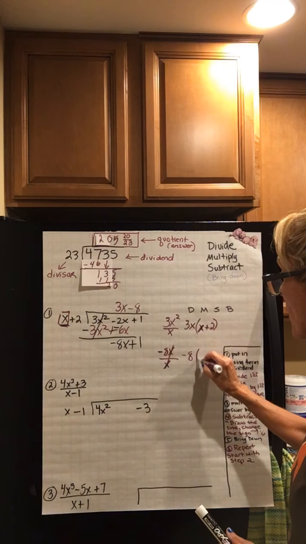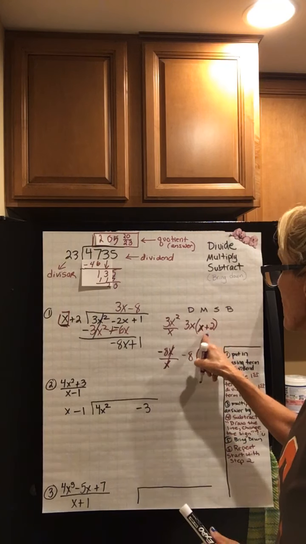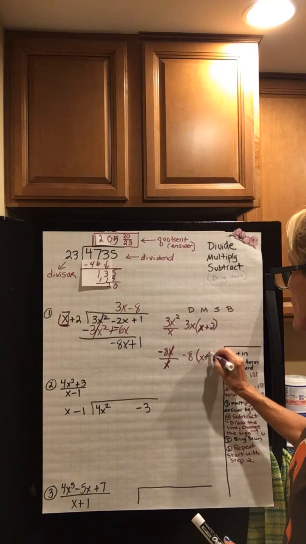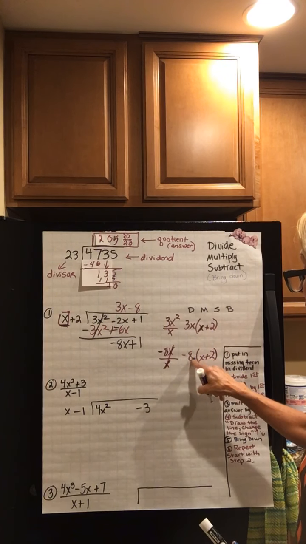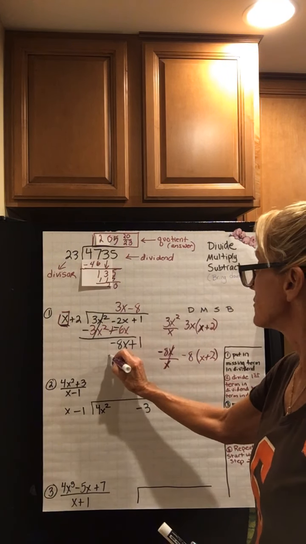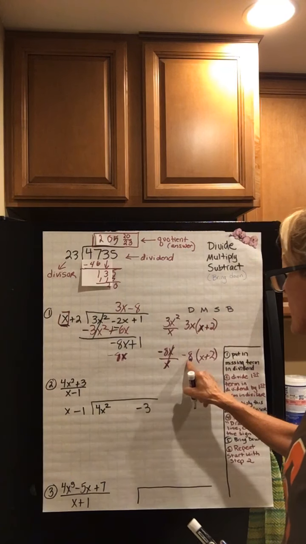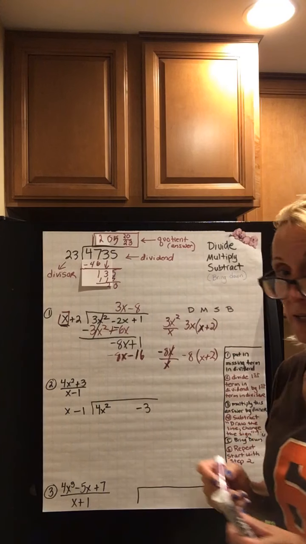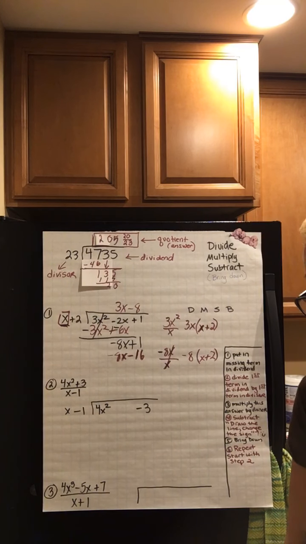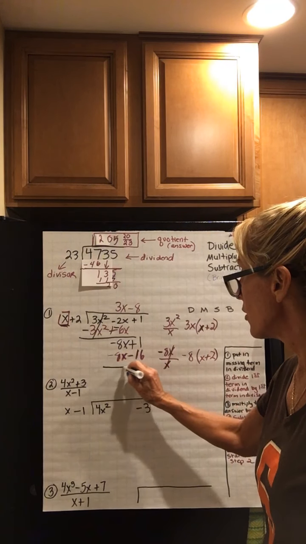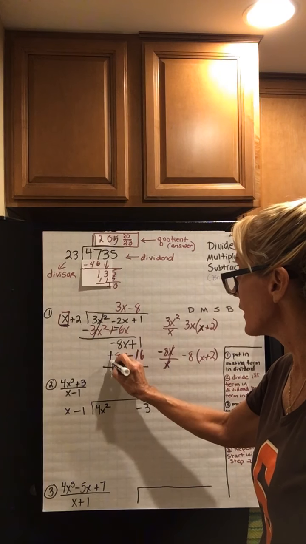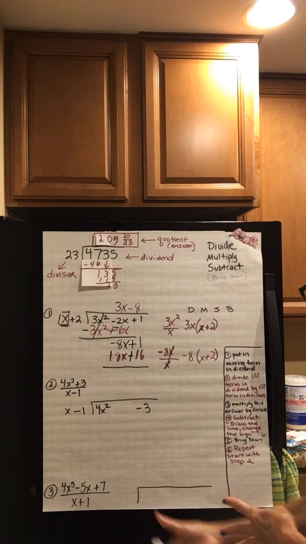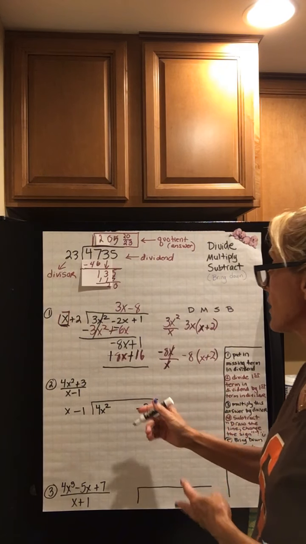Now I'm going to multiply by my divisor, sorry, my bad. x plus 2, so let's distribute. Negative 8 times x is negative 8x. Negative 8 times positive 2, negative 16. Okay, here we go. Ready with that cool little saying? Draw the line, change the signs. That's distributing your negative. Draw the line, change the signs.